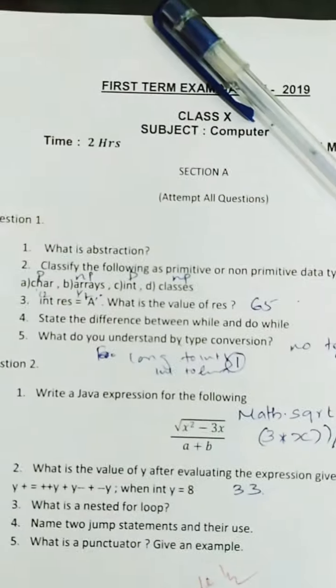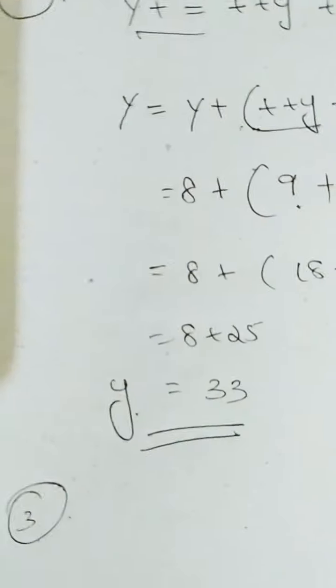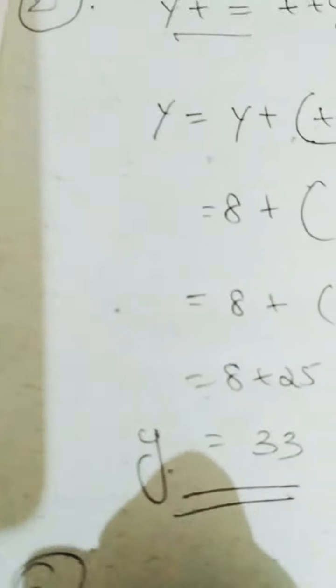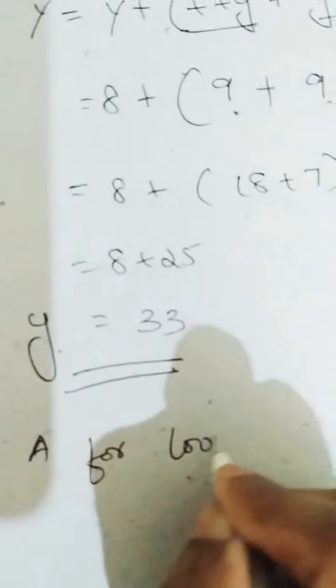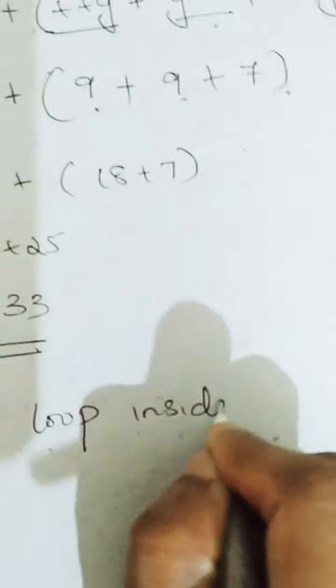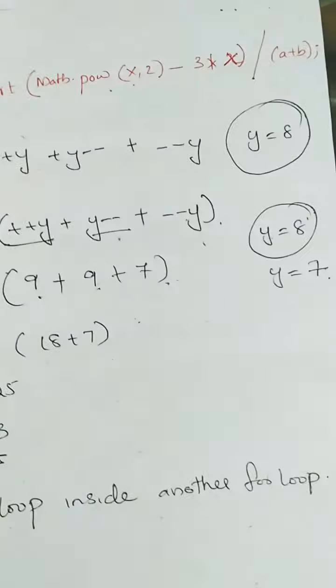Next question is, what is a nested for loop? You have to write not a loop inside loop. You have to write a for loop inside another for loop is known as nested for loop. That you have to mention.